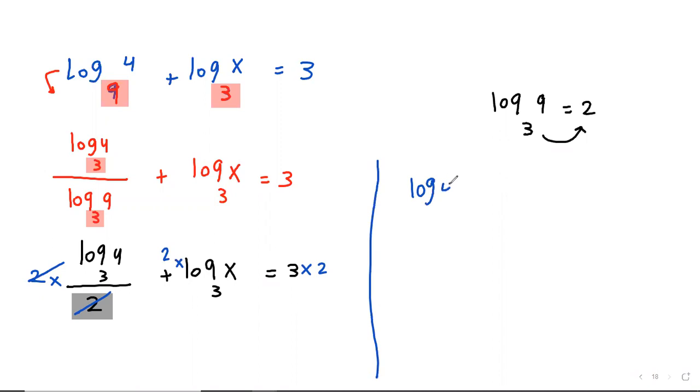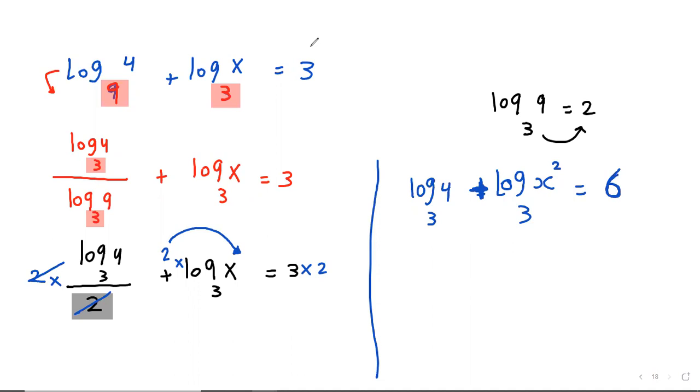Log 4 in the base 3 equals, plus 2 log x in the base 3, which is log x to the power of 2 in the base 3. This 2 here moved as a power above x. Equals 3 times 2, which is 6.